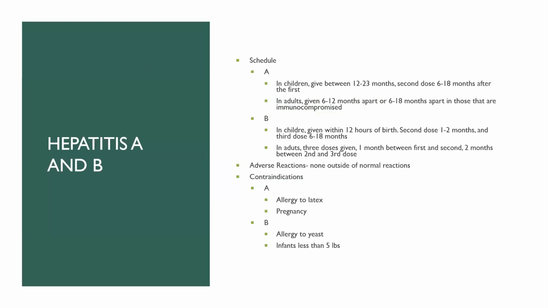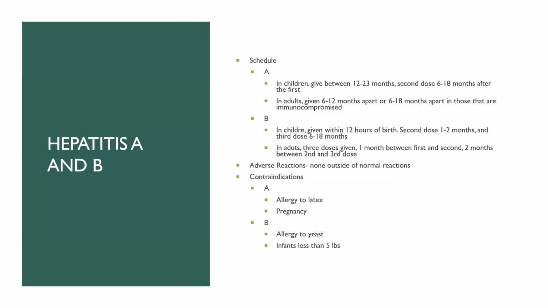Then we have our hepatitis A and B vaccines. For hepatitis A, it's given to children between 12 and 23 months, with the second dose given between 6 and 18 months. In adults, if we give the hepatitis A vaccine, we can give it 6 to 12 months apart, or 6 to 18 months apart in those that are immunocompromised.